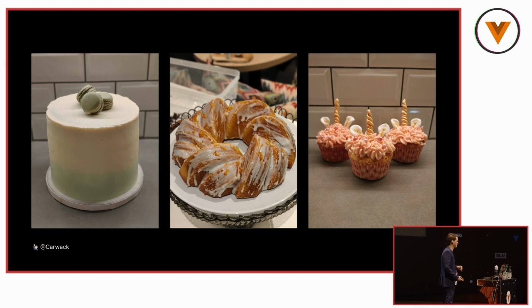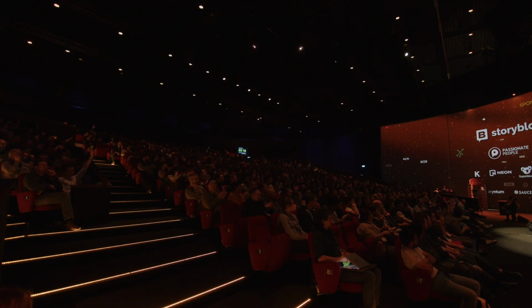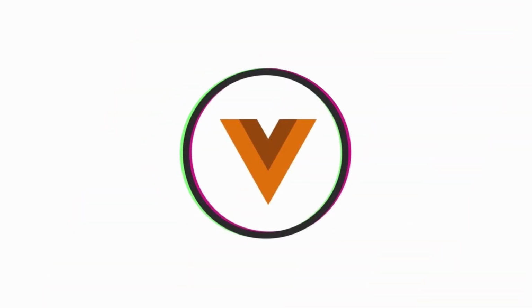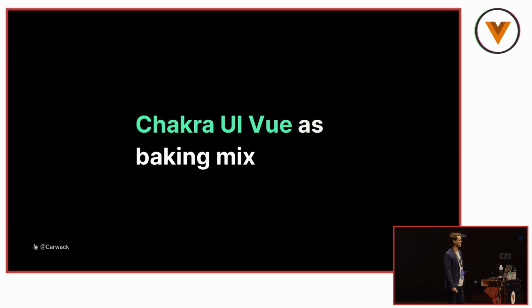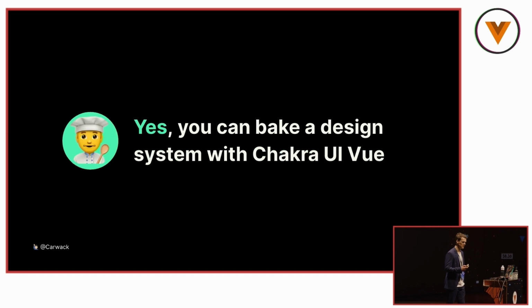Now, another question that I have. Is there anyone in here who likes building a design system? All right, nice. So if you're anything like me, then you like to build your design system with speed, right? Well, for that, we can use the same trick, the same secret. We can also use a baking mix. We can use Chakra UI Vue as our baking mix to speed up the process. All right, now, the title of my talk was a question, and I think we answered it. Yes, you can bake a design system with Chakra UI Vue, and that is what we're going to do today.